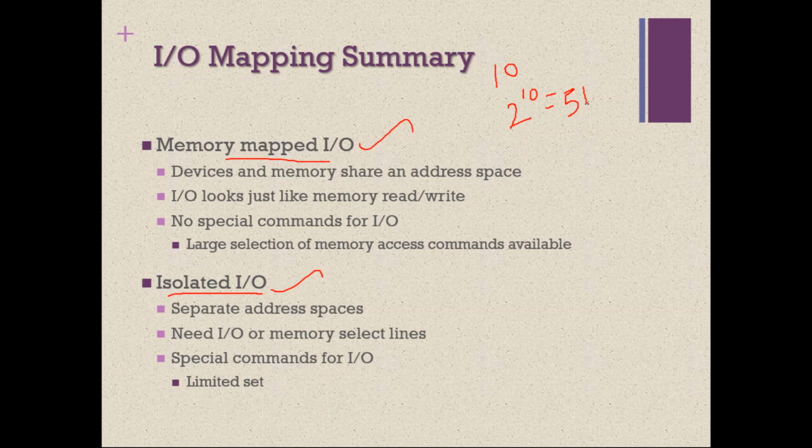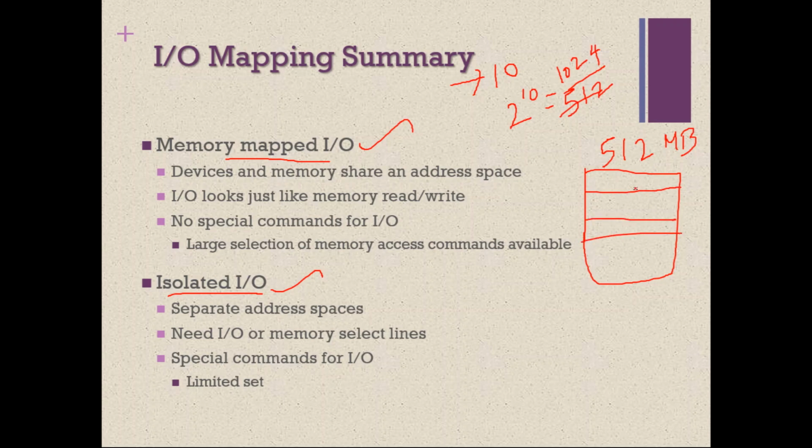Now, I may not be using all these 1024 locations for my memory. Say my system memory is only 512 MB. I don't need all of this address bus, I need only 512 locations. So out of these 1024, I need only 512 combinations to access the memory.